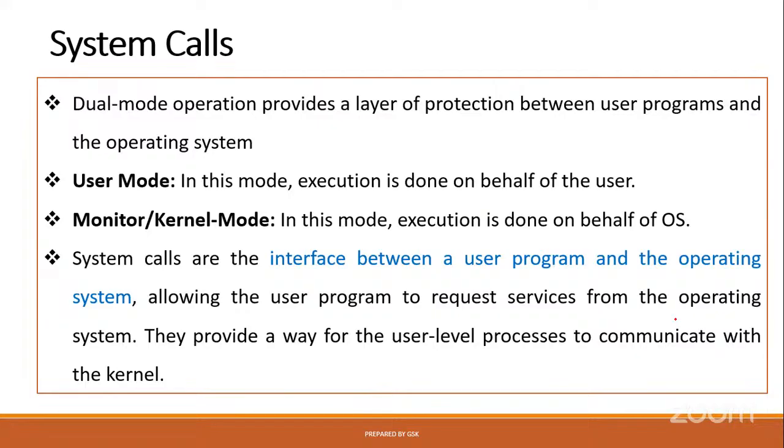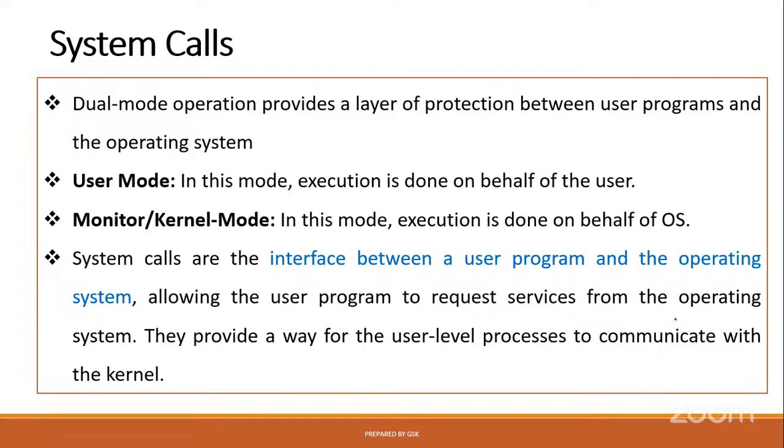And the operating system also has to do some work. Already, just now we covered, the operating system has to do so many functions: memory management, storage management, file management, processor management. So in the kernel mode, the execution is done on behalf of the operating system. Operating system related tasks will be done in the kernel mode. User mode and kernel mode, these are the two important modes you need to understand first if you want to understand the system calls concept.